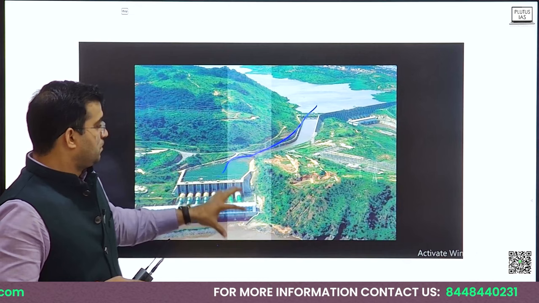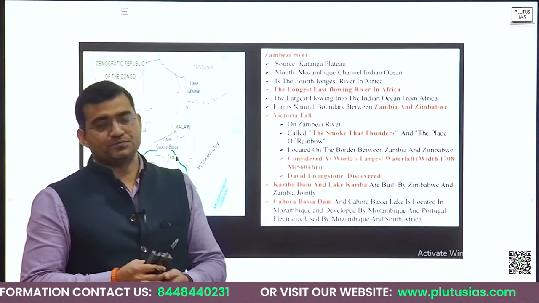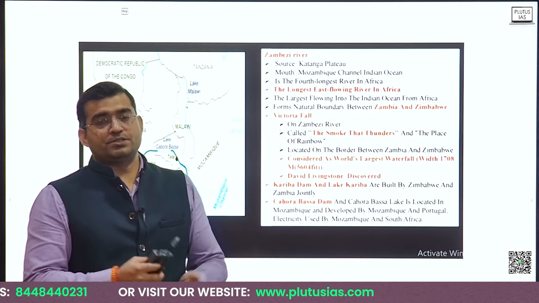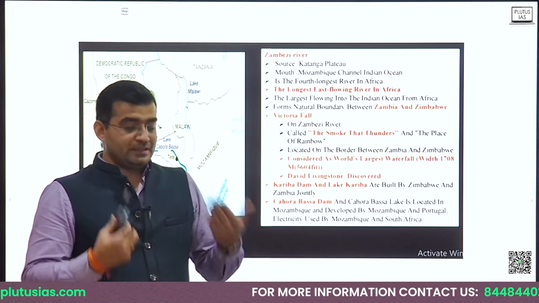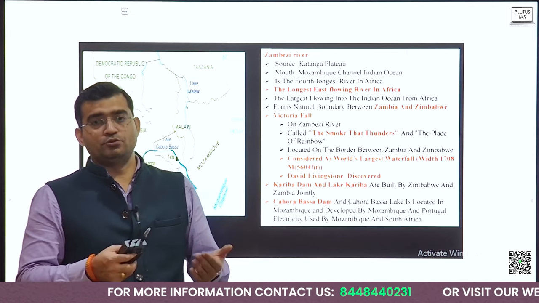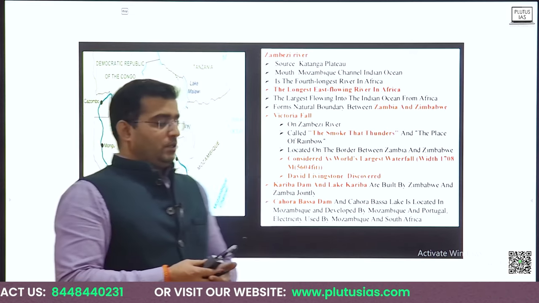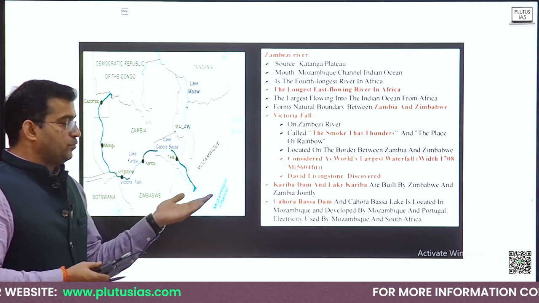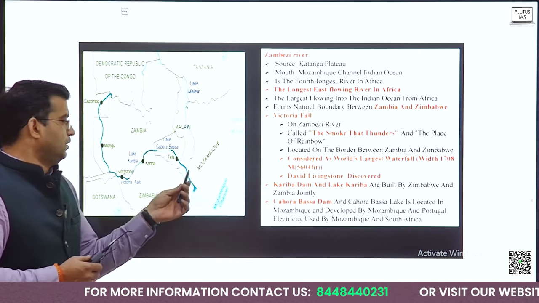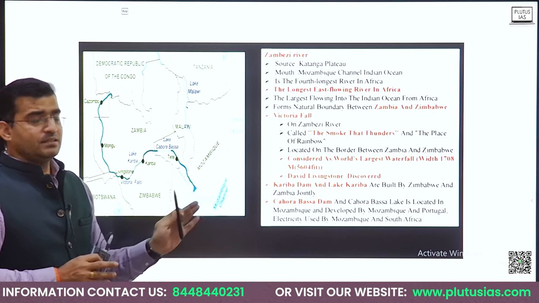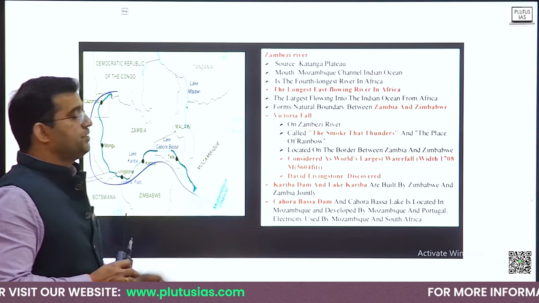Now there is a proposal. Recently China has proposed to the Congo that they will construct a dam over this Congo River, and in future it will have the potential to generate electricity, and if it happens, it will be the world's largest dam. So that is going on. No final decision has been taken yet. Now come to the next river. It is the Zambezi River.